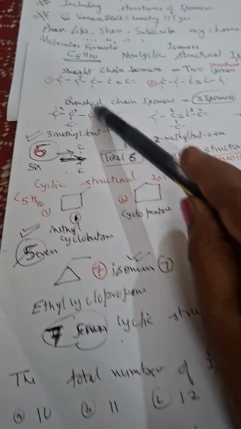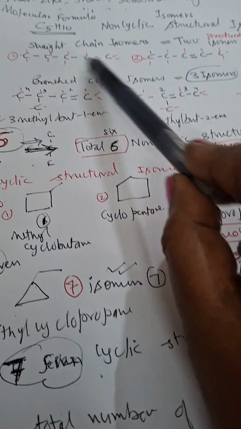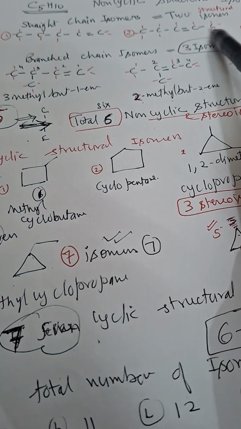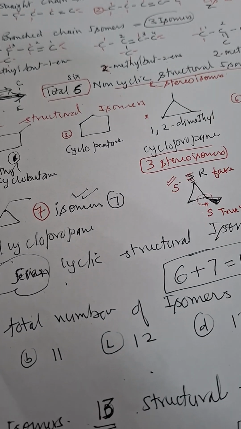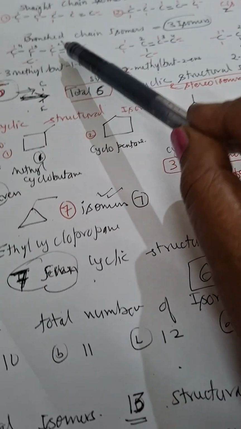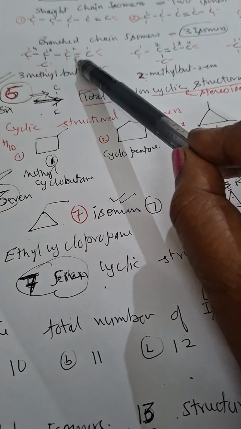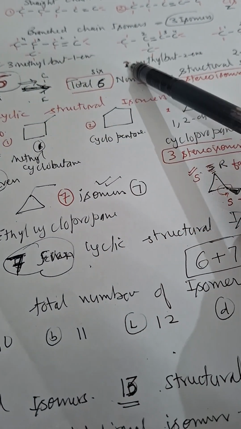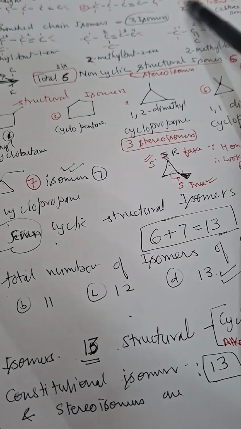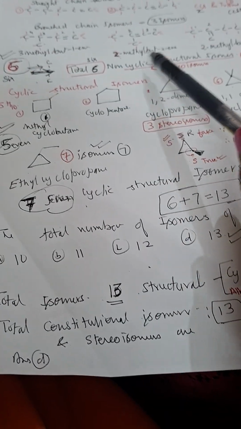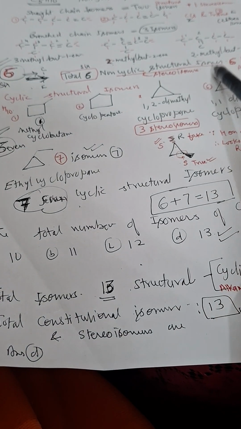Straight chain isomers. See, I have not mentioned hydrogen, I have only written the carbon skeleton. Parent chain: pent-1-ene, pent-2-ene, cis and trans. 3 isomers here are straight chain and 3 are branched chain: 3-methylbut-1-ene, 2-methylbut-1-ene, and 2-methylbut-2-ene. So total 6 straight and branched chain non-cyclic structural isomers.